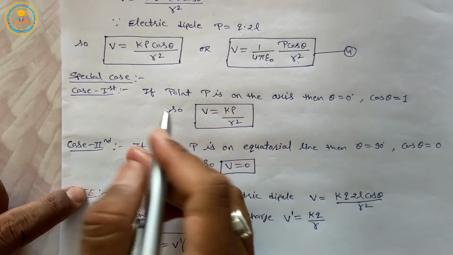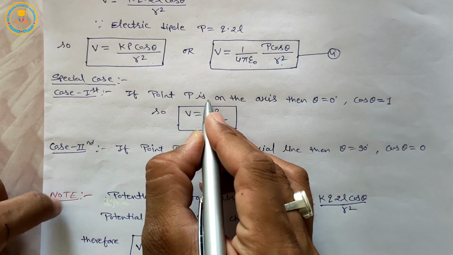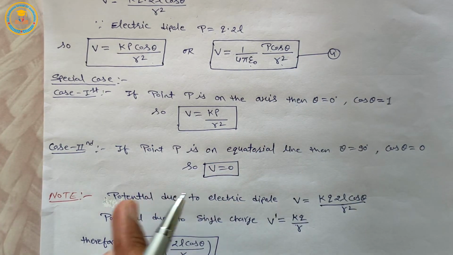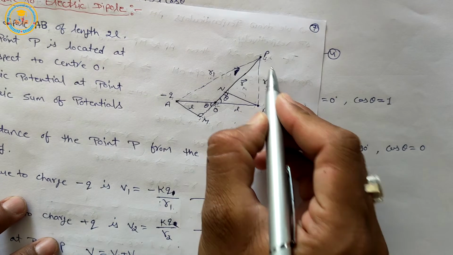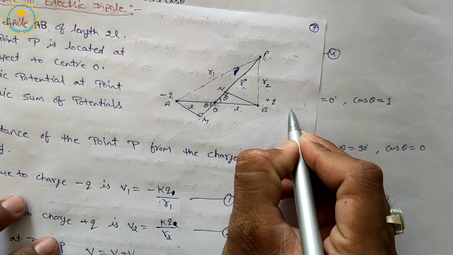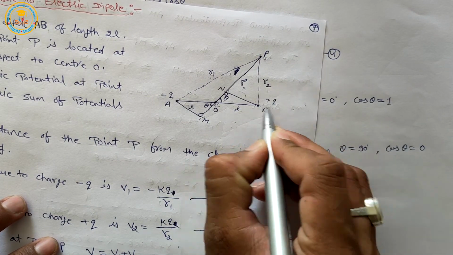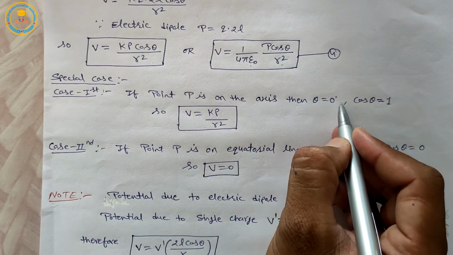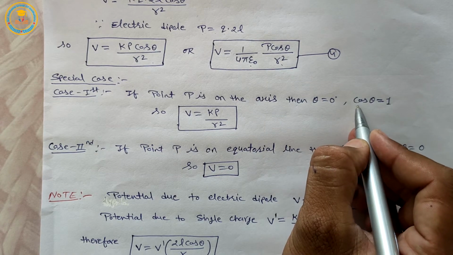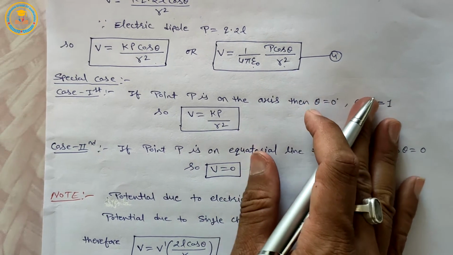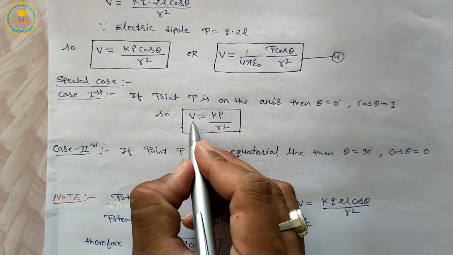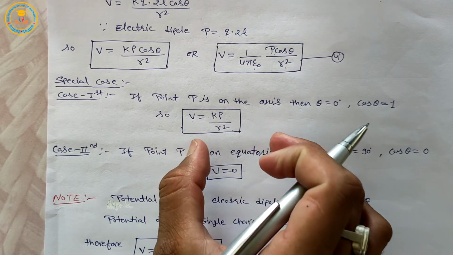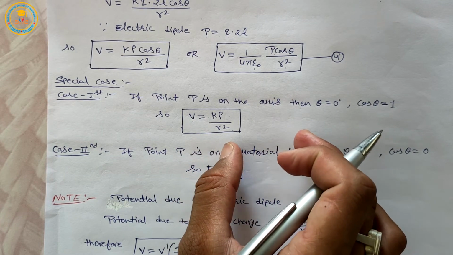Special cases. Case first. If point P is on the axis of the dipole, P is here, on its axis, then θ is equal to 0, and we know that cos 0 is equal to 1. So from this equation, V is equal to Kp upon R square. This is the maximum value of electric potential for a dipole.